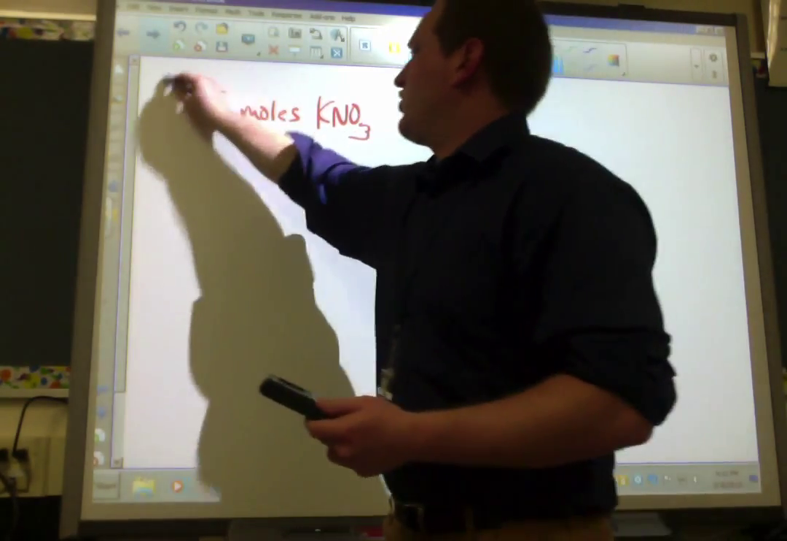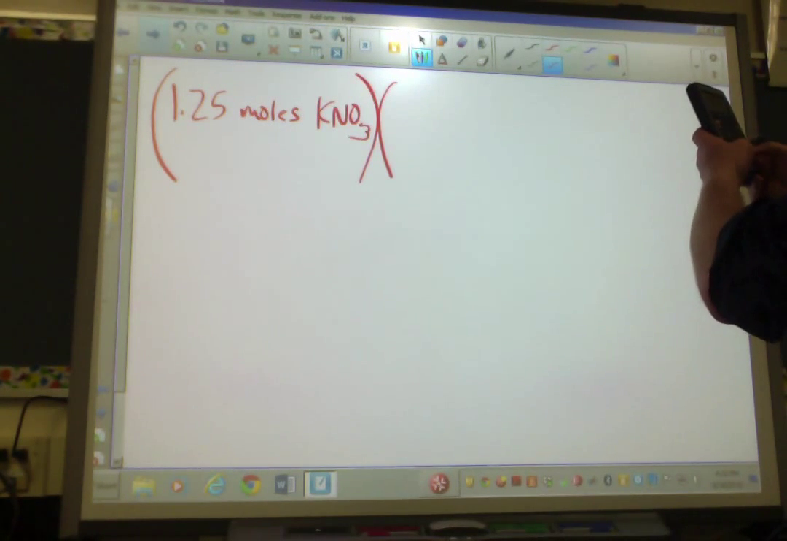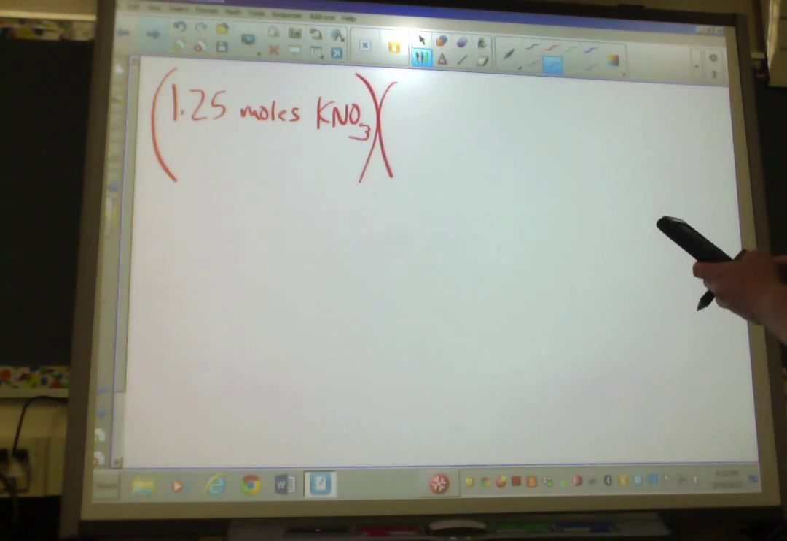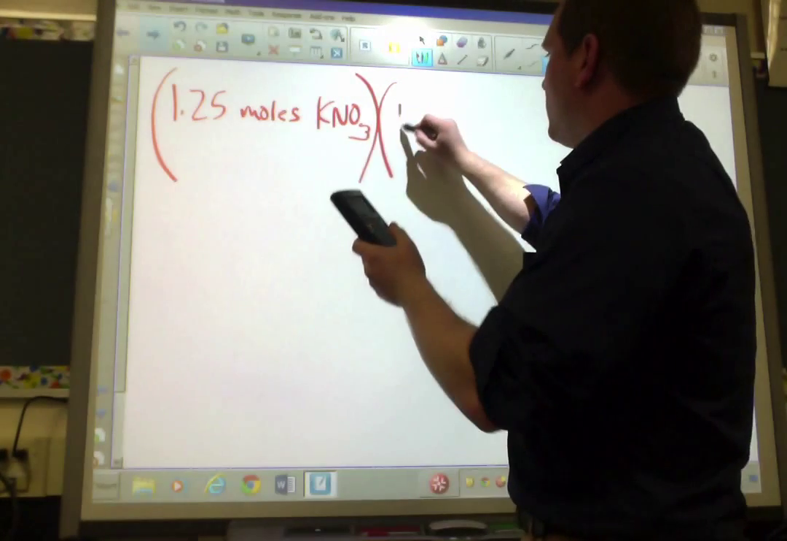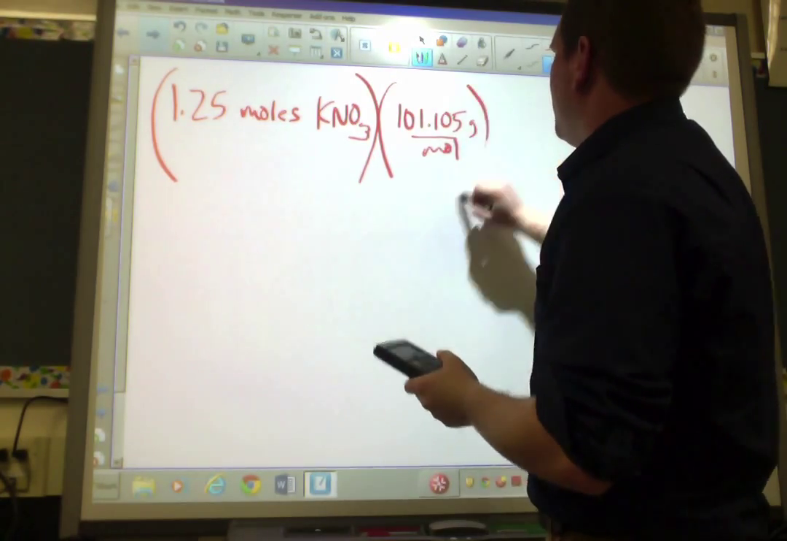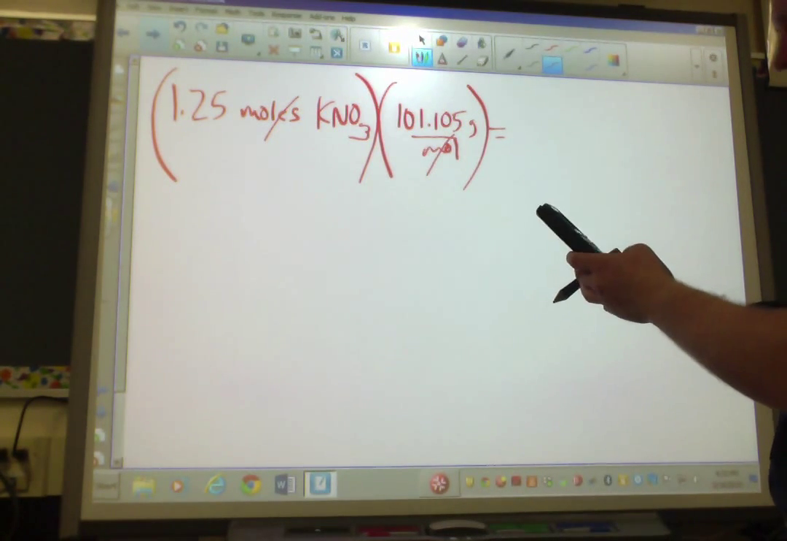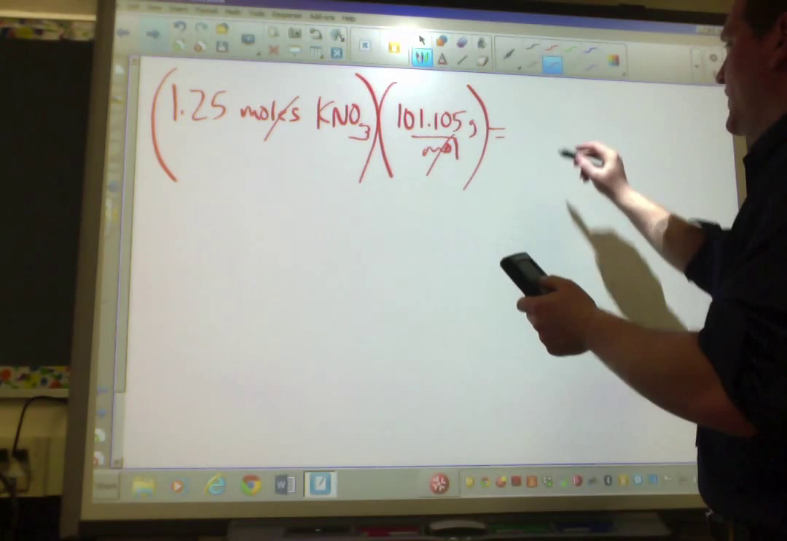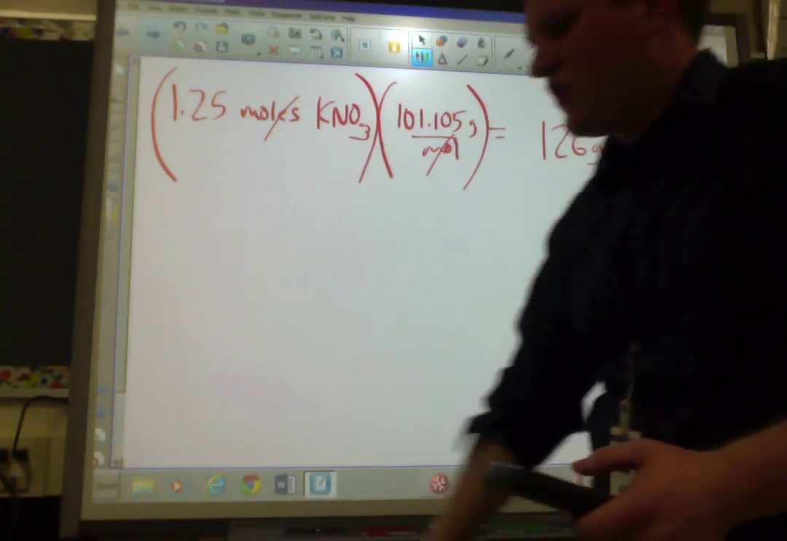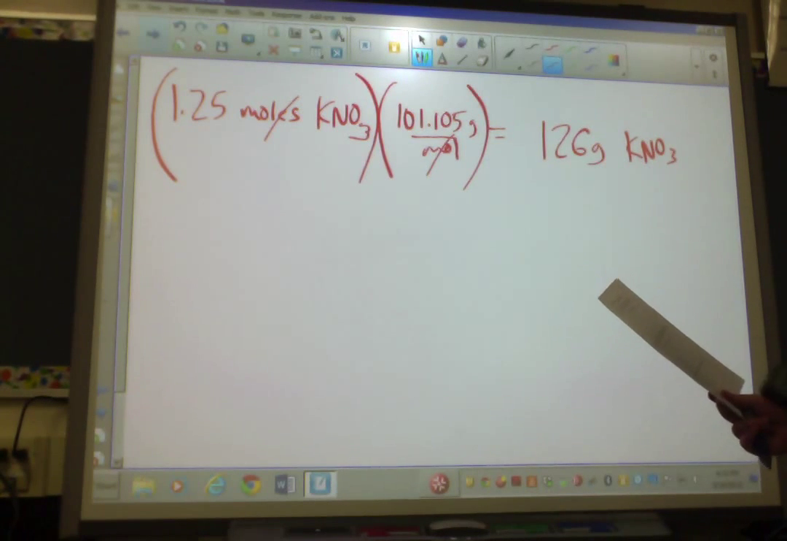The problem is asking for grams, so I got to do another conversion. So potassium 39.0983 plus nitrogen is 14.007 plus 3 oxygens is 48. So this becomes 101.105 grams per mole. Notice I flipped this around from before because now we're canceling moles. And this becomes 126 grams of KNO3. All right. And we already did type of reaction.